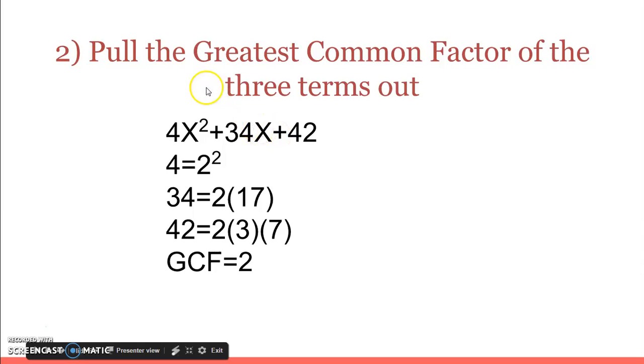The next step is we want to make sure we pull out any of our greatest common factor of the 3 terms. So what we're going to do is we're going to look at the prime factorization of each. So the prime factorization of 4 is 2 squared, the prime factorization of 34 is 2 times 17, and of 42 is 2 times 3 times 7. Now if we look here, the only thing that these actually share in common is a 2, so that's going to be our greatest common factor.